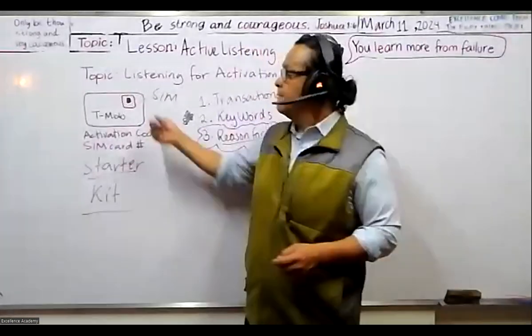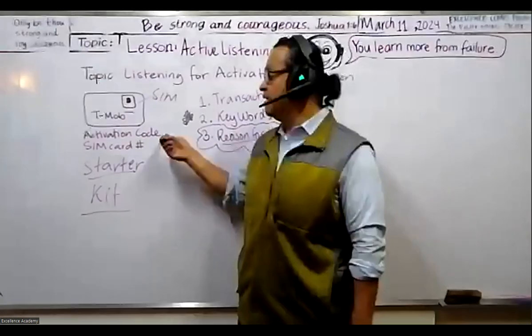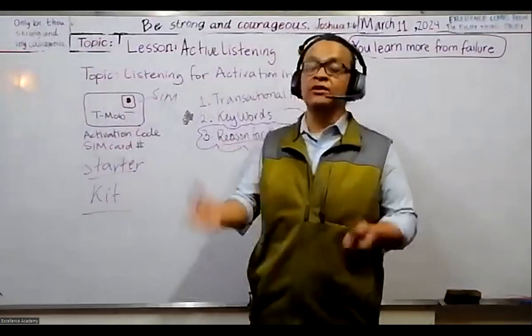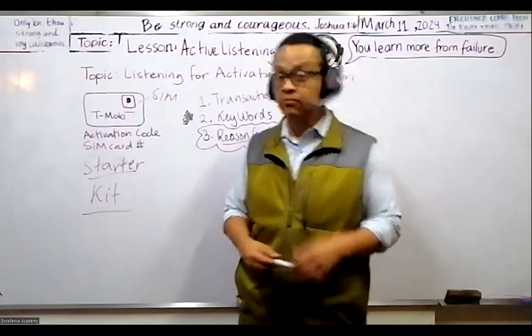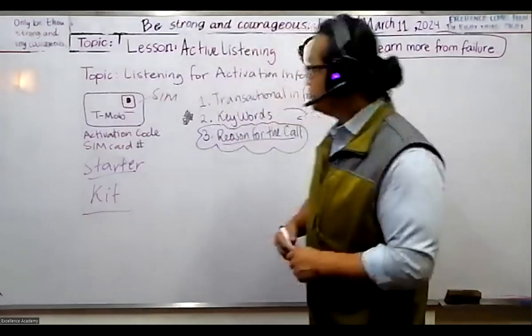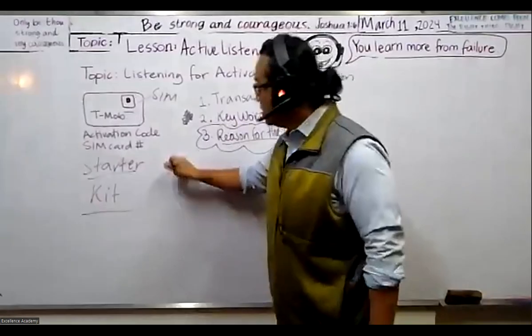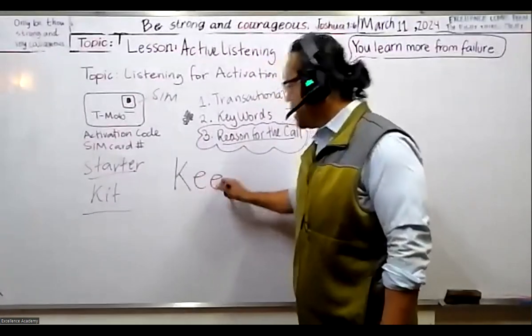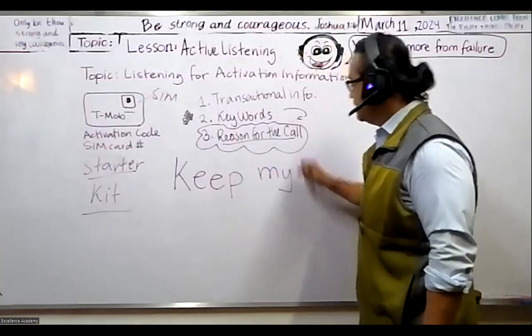In the kit, most importantly, you would have the chip, but also you would have an activation code, a SIM card number, and other information that you required the customer to provide you in order to process the activation. Okay, so that's a starter kit. And the term that customers use are these. Customers are going to say, I want to keep my number.